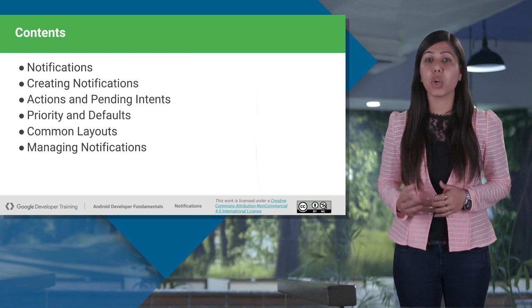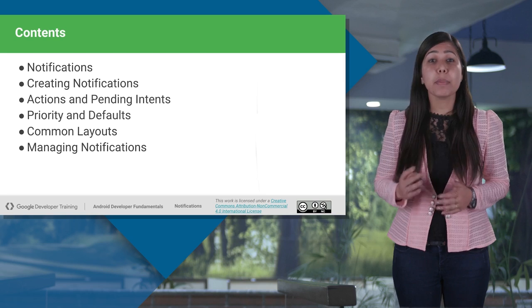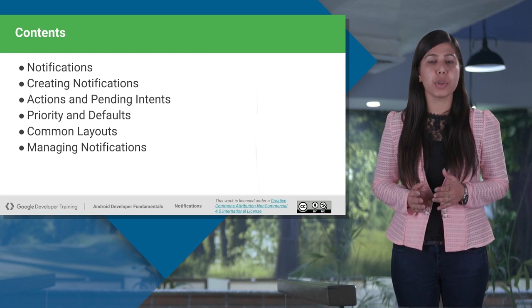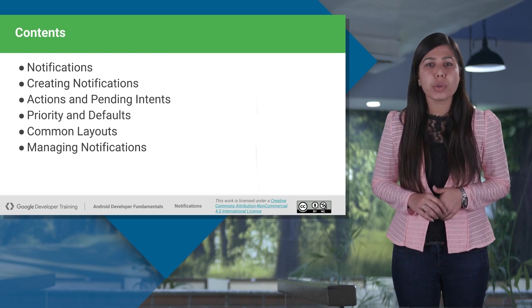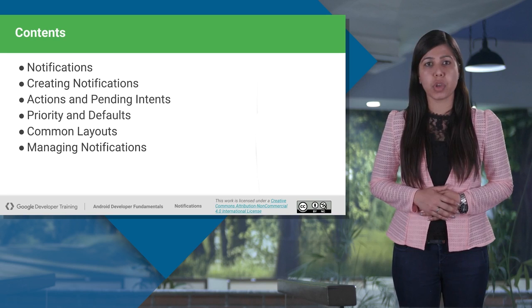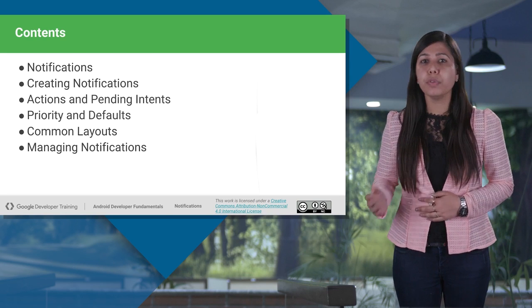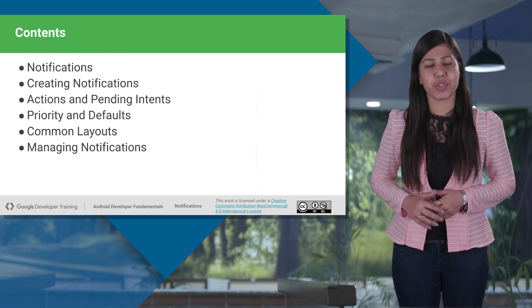Then we have something called notification actions and pending intents, which is the ability to provide multiple actions for the user to perform directly from the notifications. We will also learn how we can set the priority for displaying notifications, how to create custom layout for the notifications, and lastly, how to manage these notifications.